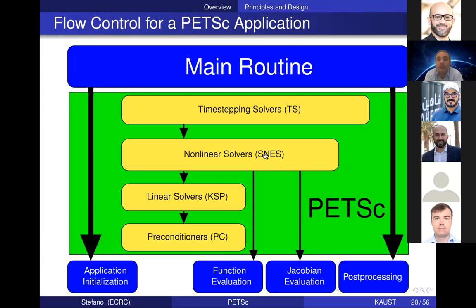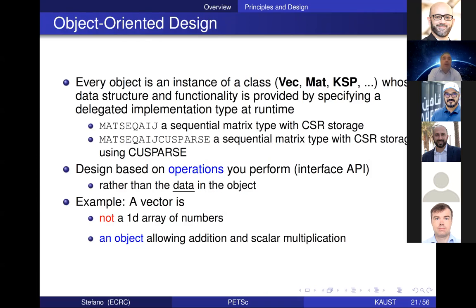So Newton's method, which is the nonlinear solver, will call the Krylov solver to solve, for example, the tangent linear system. So a little bit of the design behind the library.